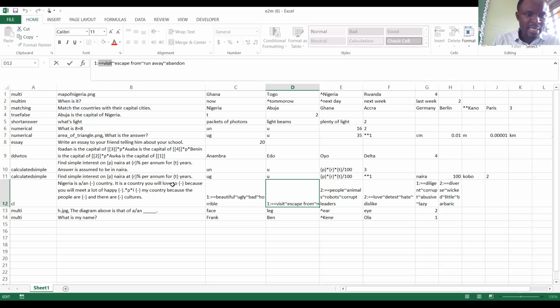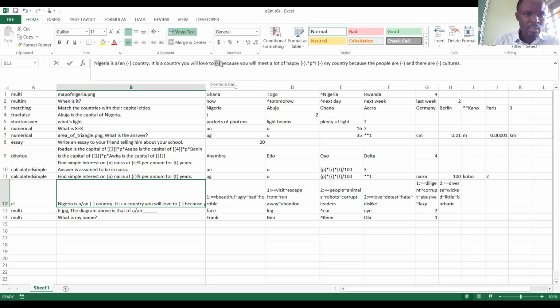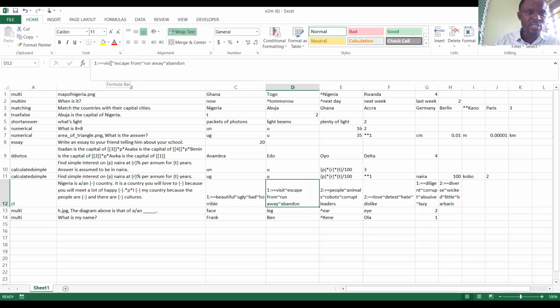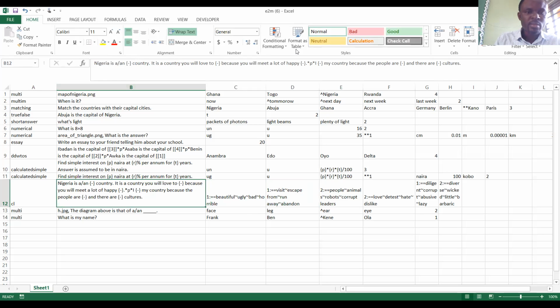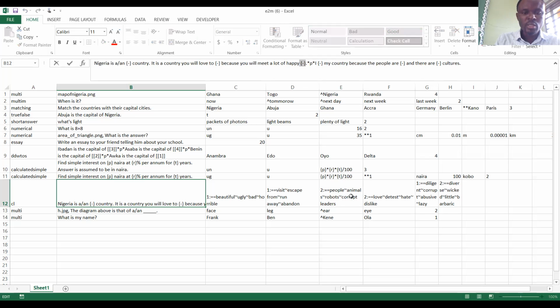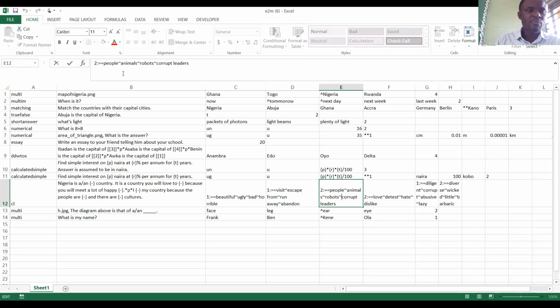Okay, so the second gap in the question. I'll go to the second column after the question column. You see that I have visit, escape, escape from, run away, abandon. Visit is the answer. The third gap here, I'll go to the third column after the question column. So that's people, animals, robots, corrupt leaders. And you can guess the correct answer, people, because it is preceded by a pair of equal to signs. So that's how you continue.